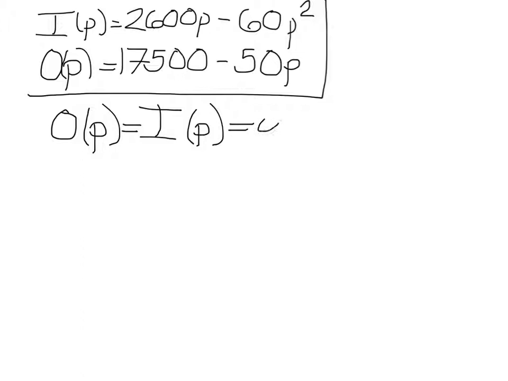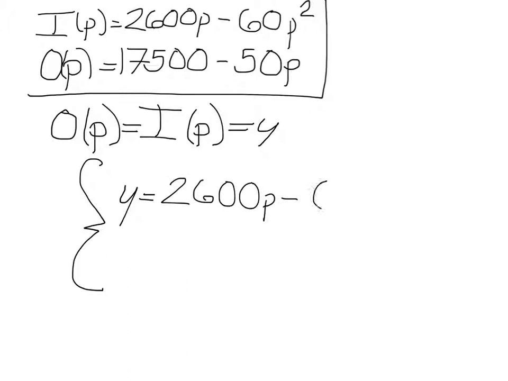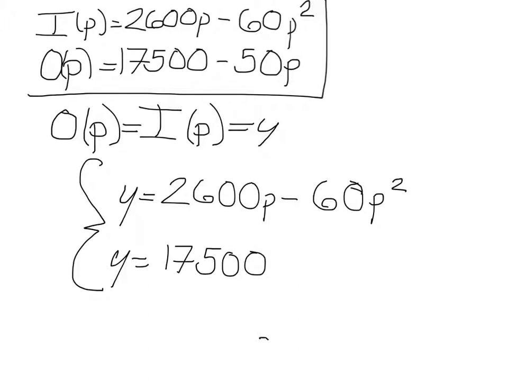And now I'm going to take that information and set up a system of equations where let's say y equals 2600p minus 60p squared, and y equals $17,500 minus 50p. So we've done all of this work ultimately to arrive at this system. Now in our next slide, we're going to try and solve it.